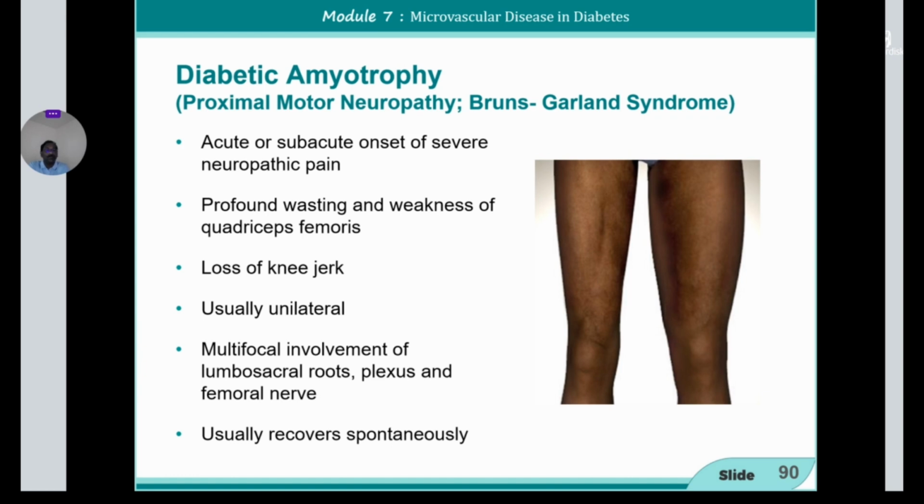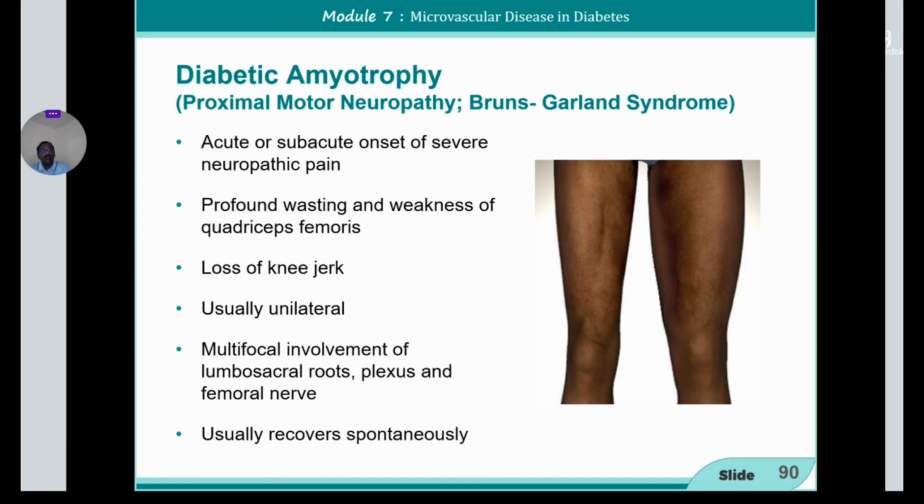Diabetic amyotrophy. This is also very common in chronic diabetic individuals. It is a proximal motor neuropathy, also called Bruns-Garland syndrome. Acute or subacute onset of severe neuropathic pain. Mostly it is subacute. A profound wasting and weakness of the quadriceps femoris. See, observe both the thighs, the left thigh and the right thigh. Here the right thigh is affected. There is wasting and loss of knee jerks. Usually it is unilateral. A multifocal involvement of the lumbosacral roots, plexus and the femoral nerve will be there, and it recurs spontaneously. So this is diabetic amyotrophy.